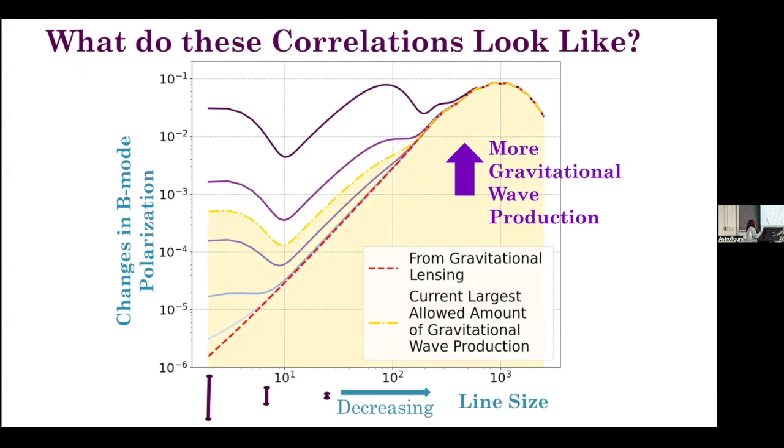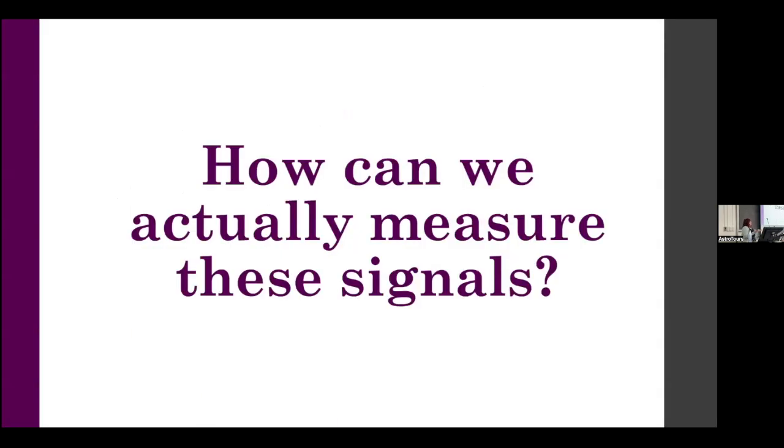But as you can see, there's a lot of lines that are still allowed within our data. Having no gravitational waves is actually still consistent with our data. So that's one of the biggest questions we're trying to answer right now with our newest telescopes: to be able to measure this well enough that we can figure out which of these lines is the true model of our universe. Okay, but how can we actually measure these signals?